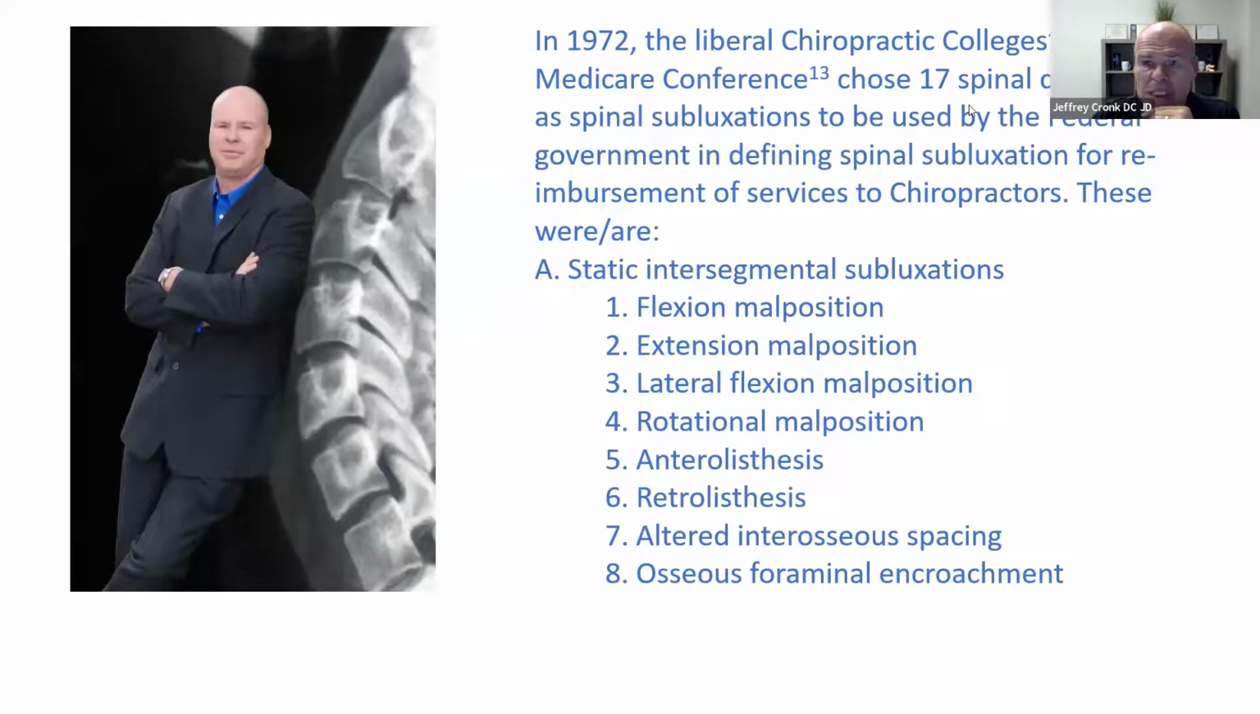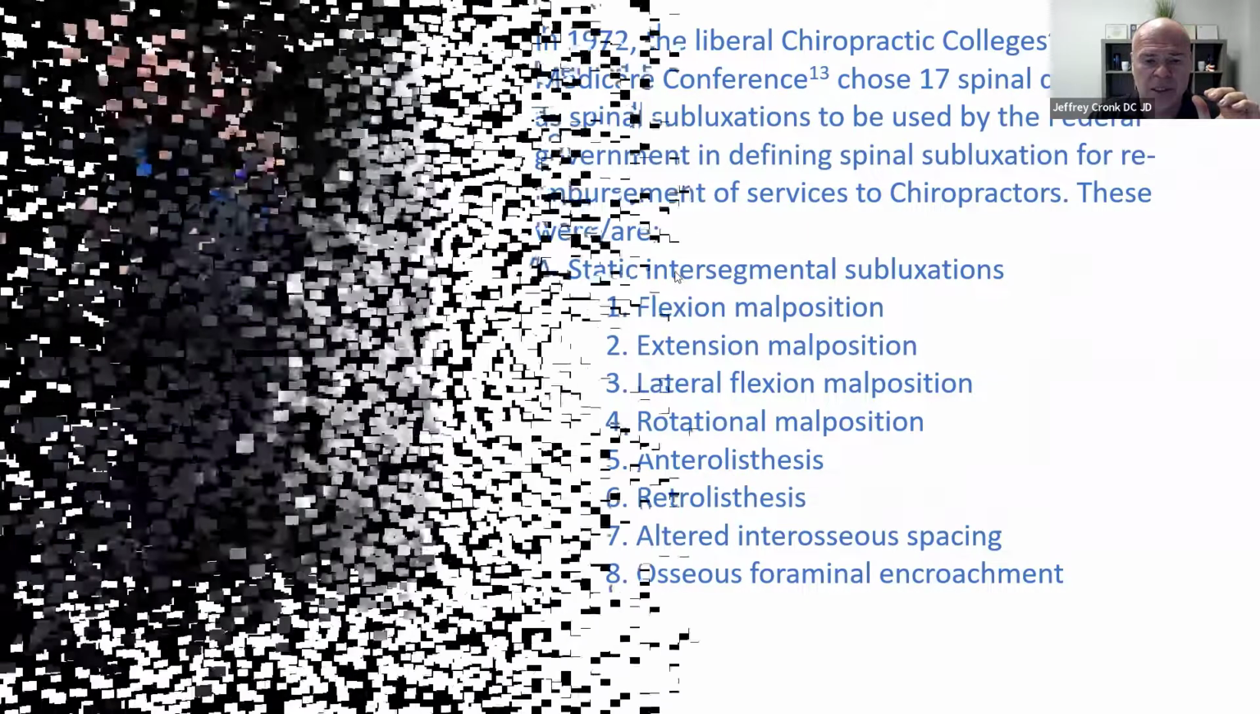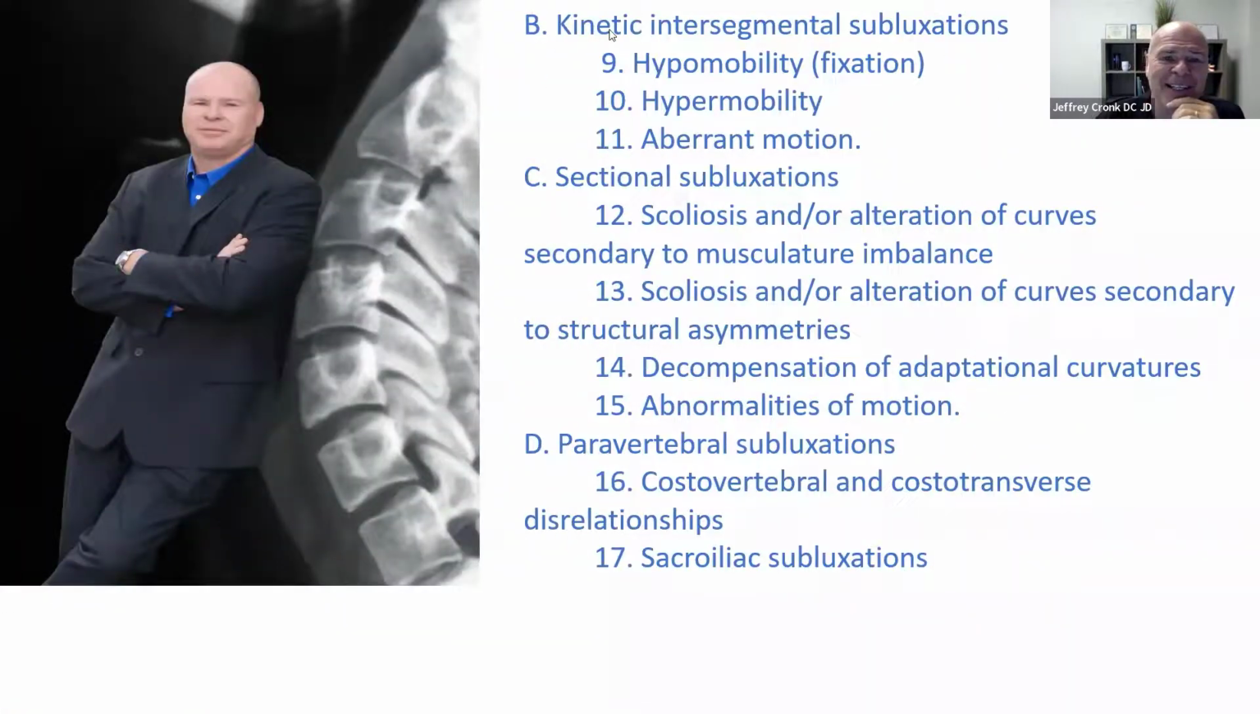The chiropractic colleges came together and said, look, there's 17 different types of displacements of spinal subluxations that chiropractors adjust and treat. They gave static. Then they also gave kinetic, hypo, hyper, aberrant motion, sectional subluxations, secondary to muscular imbalances, to structural asymmetries. But the thing I wanted you to notice, it's not just a hypomobility.